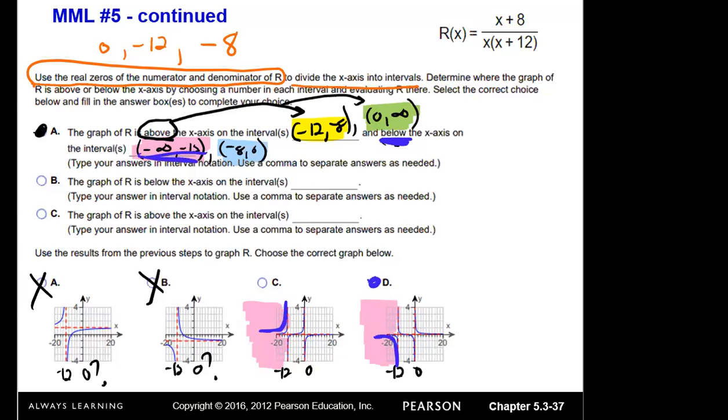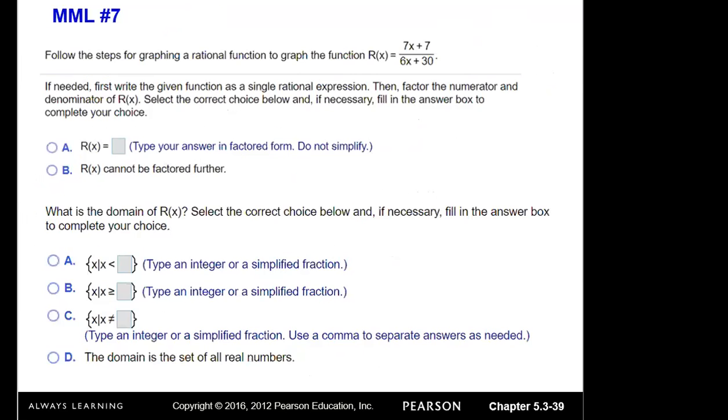Okay, so that finishes up number 5. And then, oh my gosh, then I did number 7, and I did number 10. I'm going to go a little bit quicker on these because I'm running out of time. All right, so on this one can be factored. You can factor this one further.